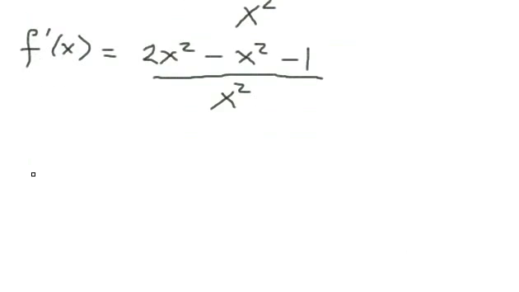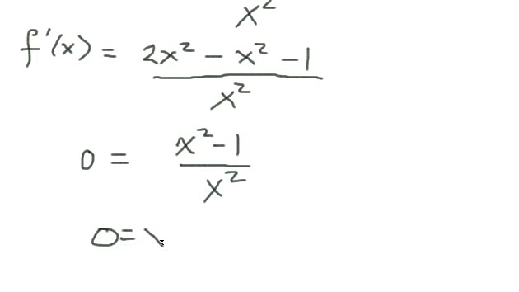And of course we can simplify this down. Now what I'm going to actually do here is simplify it down and then set it equal to 0. Okay, so 2x squared minus x squared is x squared minus 1 over x squared. So I'm going to take the numerator and first set it equal to 0 and find the solutions to this equation.